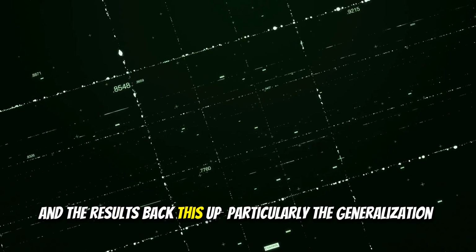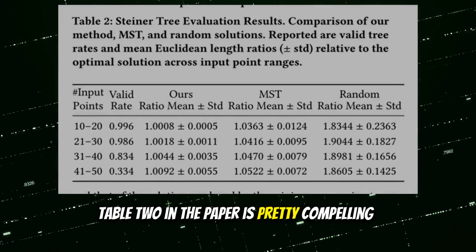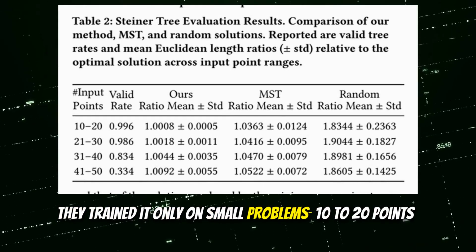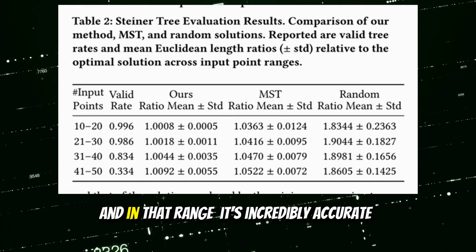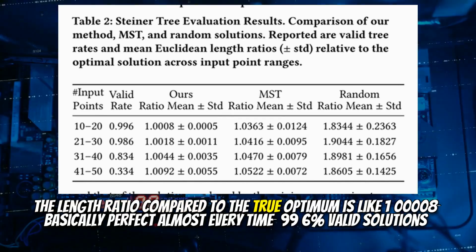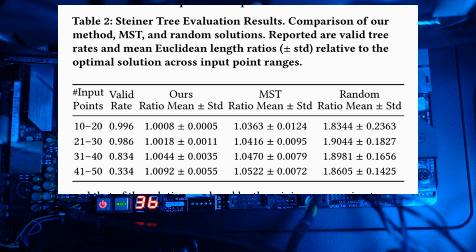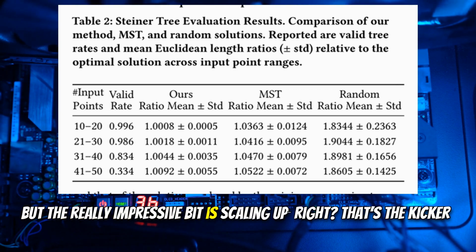And the results back this up, particularly the generalization. Oh, absolutely. Table 2 in the paper is pretty compelling. They trained it only on small problems, 10 to 20 points. And in that range, it's incredibly accurate. The length ratio compared to the true optimum is like 1.0008, basically perfect almost every time. 99.6% valid solutions. Wow. But the really impressive bit is scaling up, right?